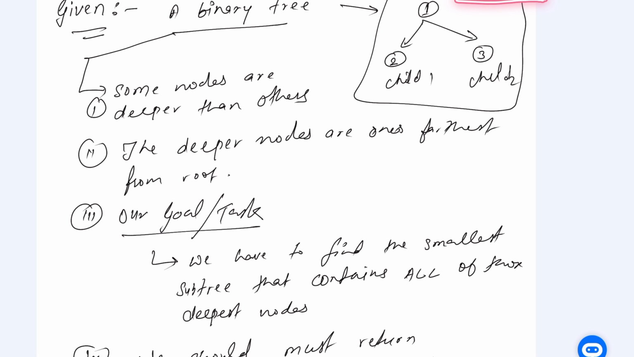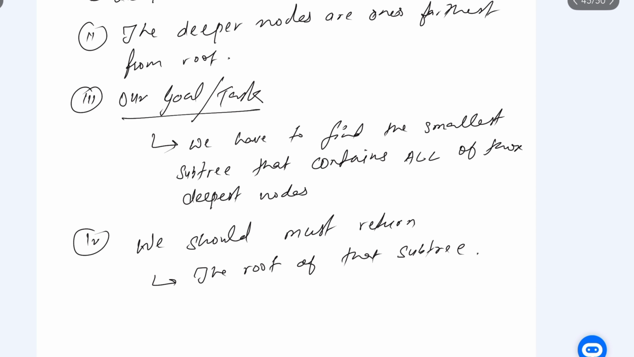So this level should always be greater than that level, right? If this level is 0, this is 1, this is 2, like that we can say. What is our task? We have to find the smallest subtree that contains all the deepest nodes, and we will return the root of the subtree. This is what we have to do, guys.